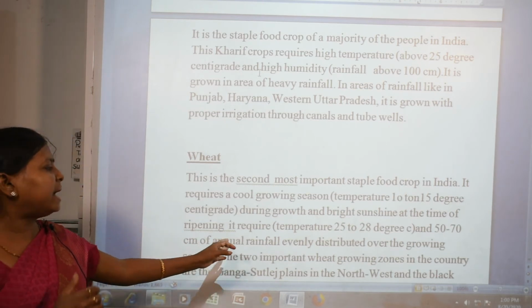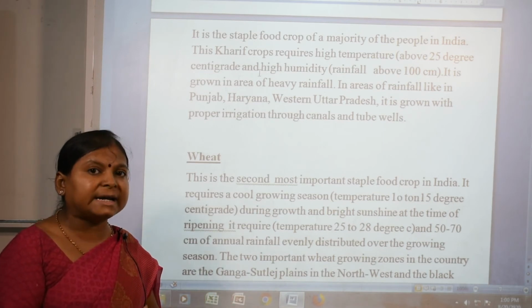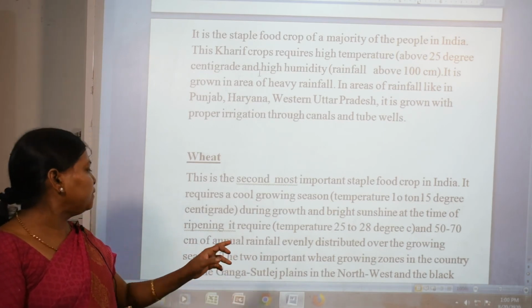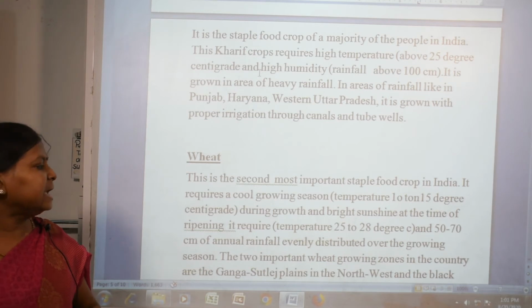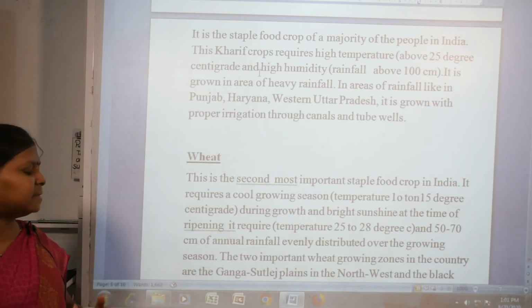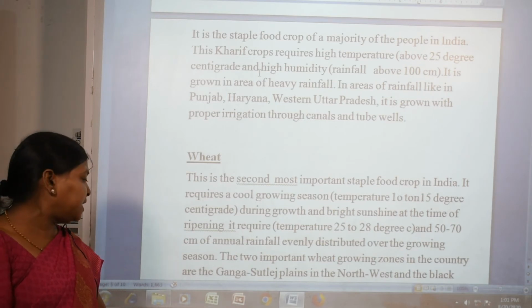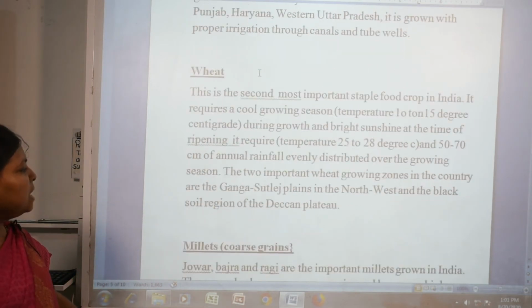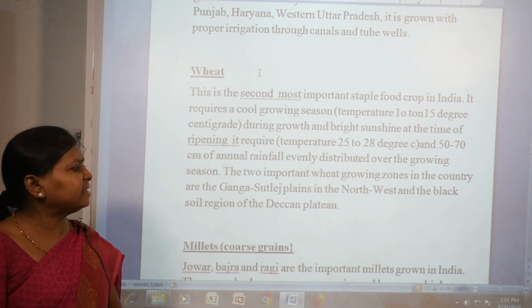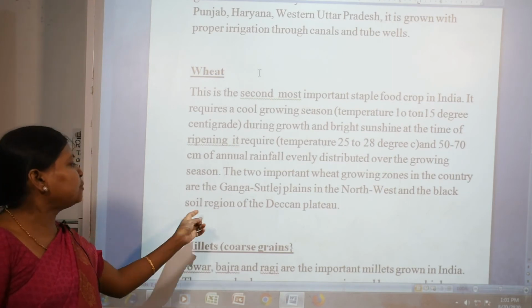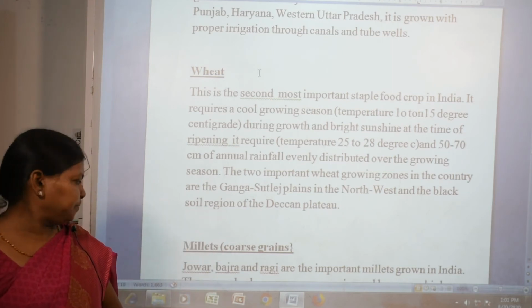Do you know? It requires temperature 25 to 28 degrees and 50 to 70 centimeter rainfall evenly distributed over the growing season. Do you know the two important wheat growing zones in our country are, the first one we call the Ganga-Satluj plain, that is in the northwest, and the black soil region of the Deccan Plateau.